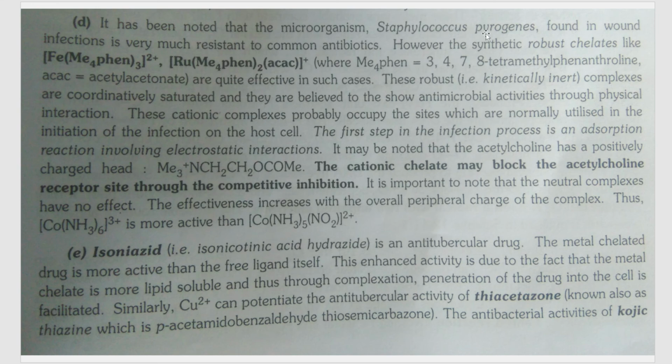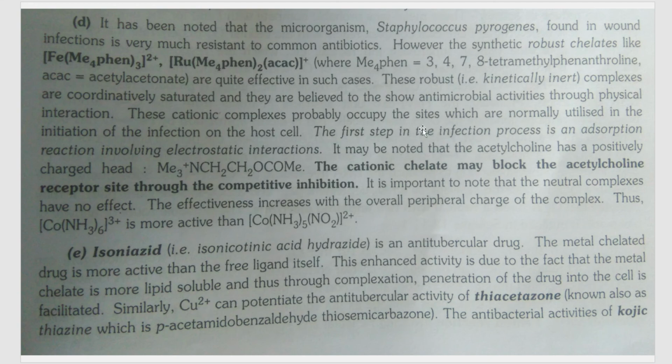So how do they work? They work through two different mechanisms. The first is that these cationic complexes, that is these chelates, occupy the sites which are normally utilized in the initiation of the infection on the host cell. There will be a site in the host cell where the infection will be initiated. So what will these chelates do? They will go and bind to that site so that the initiation of infection itself does not take place. That's how infection can be stopped.